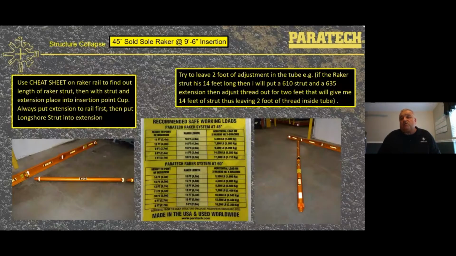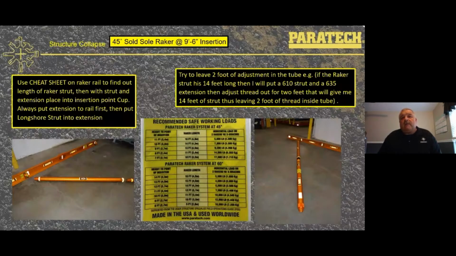If your floor slopes off or comes up, or if you've got a curb to deal with and your base plate's got to go off the curb, that allows you a lot of adjustment in that tube. If you take a look at your safe working loads on the cheat sheet on the raker rail, it'll give you your raker length, your insertion point, and the total load on the rakers.